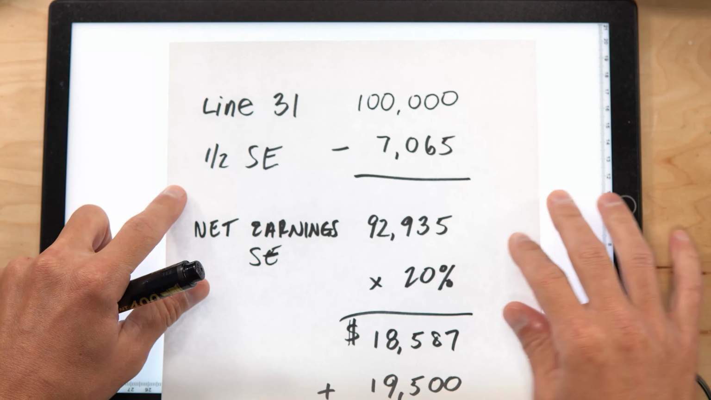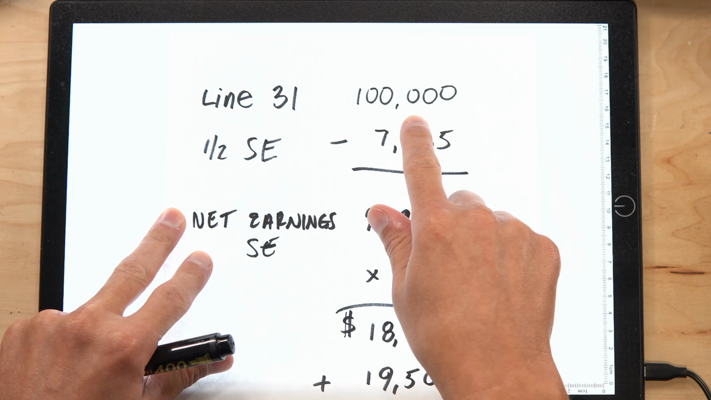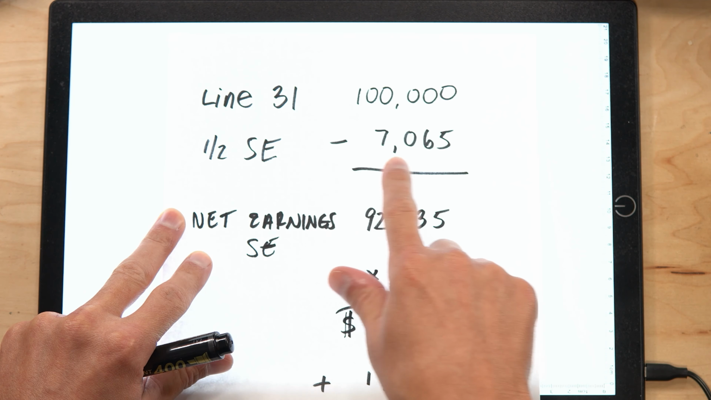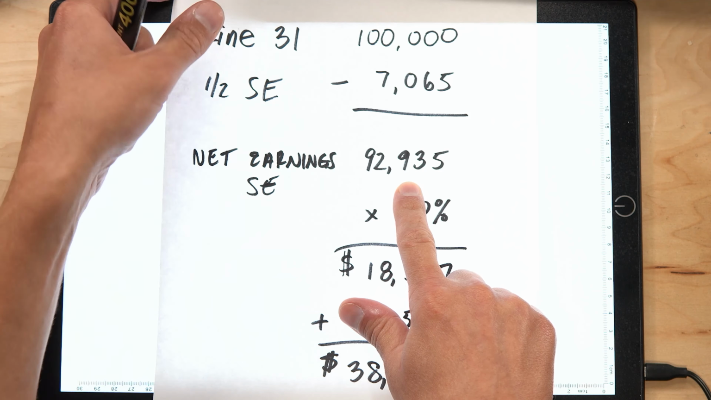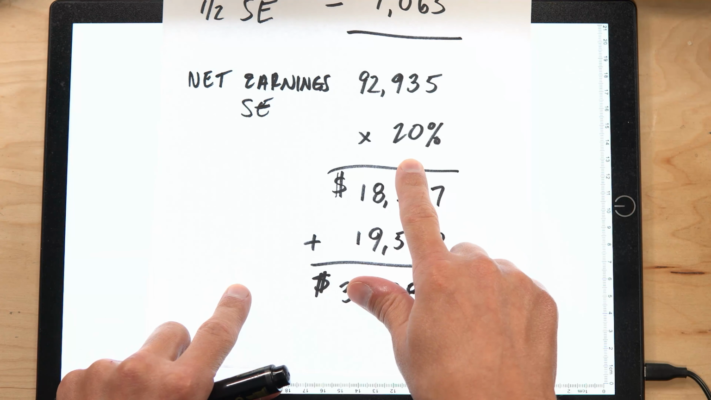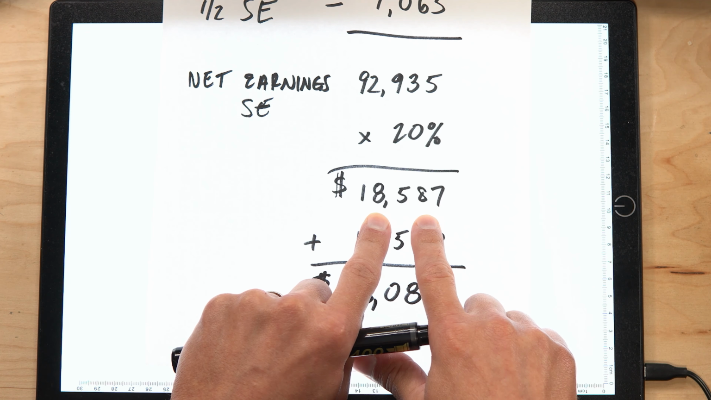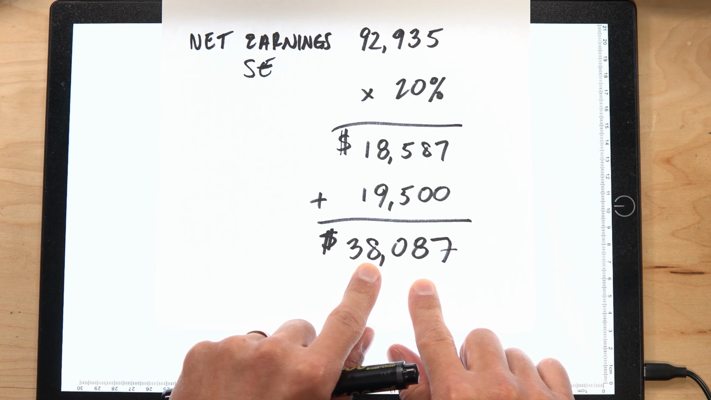So here's probably the math that you're looking at with line 31, and in this example, we'll use $100,000. And the 1/2 of self-employment tax would be $7,065. Your net earnings is $92,935. And then you're multiplying it by 20% to get $18,587. Now, you can also do the additional $19,500, which would bring you to $38,087. And that is correct.